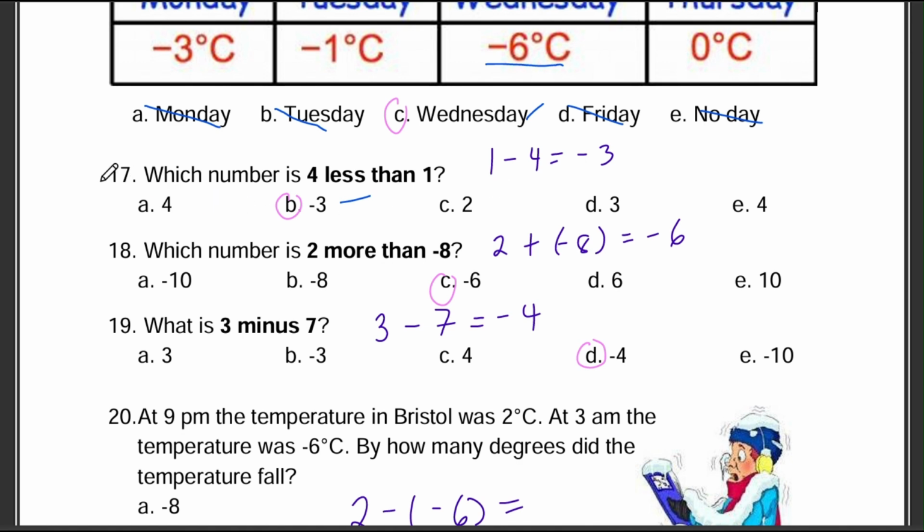Why not the others? A. 4 is not less. It is more. C. 2 is the wrong operation. D. 3 is the wrong calculation. E. 4 is a repetition of the first option.